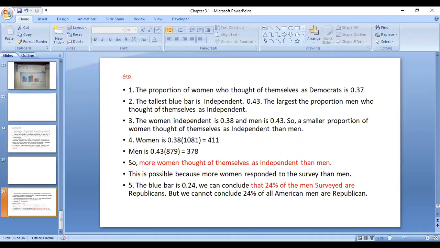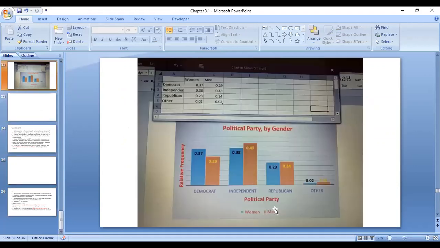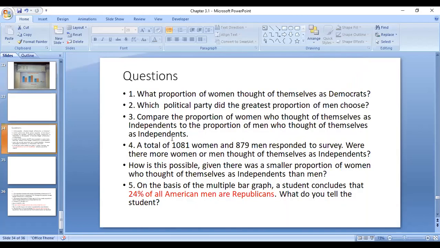Because when you look on the graph, you will see this is the men and the women. The women have only 0.38 and the men 0.42, 0.43. This is higher, the men are higher too. That is the proportion. You can answer that question. Any question until this question? Proportion of women.